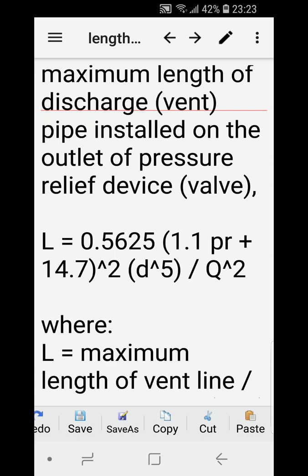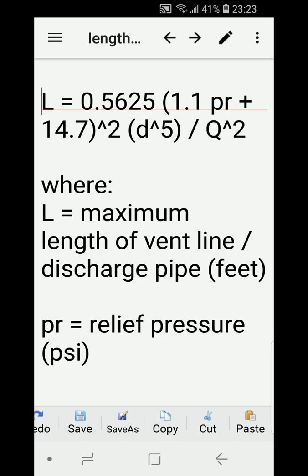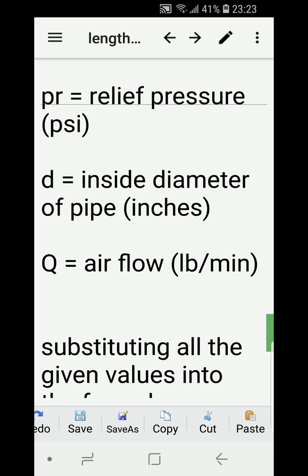L is equal to 0.5625 times quantity 1.1 times PR plus 14.7 squared times D to the fifth divided by Q squared, where L is the maximum length of vent pipe or discharge pipe in feet, PR is the relief pressure of the PRV or pressure relief valve, D is the inside diameter of the pipe or vent line in inches, Q is the airflow in pounds per minute.